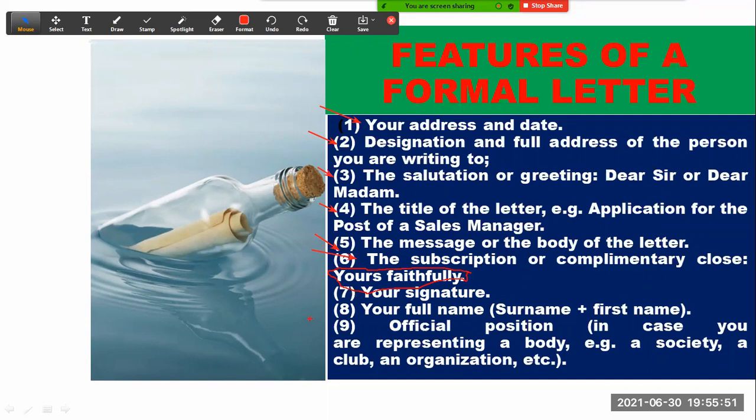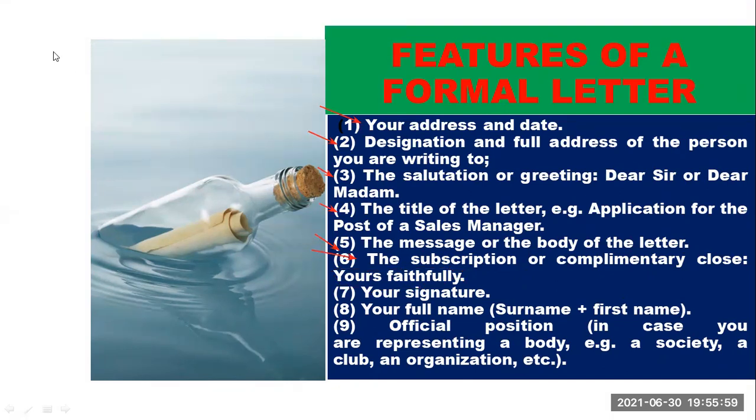All right. Then number 7, we have your signature. For a formal letter, you need to sign your signature. And after that, you should have your full name, which is surname followed by the first name. And then if you are writing the letter in your capacity as, you are occupying an official position.